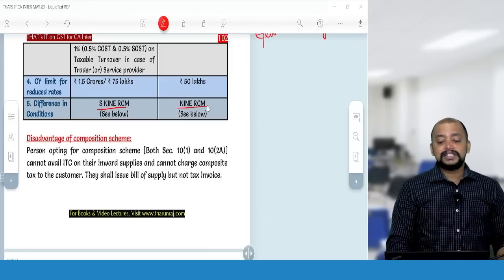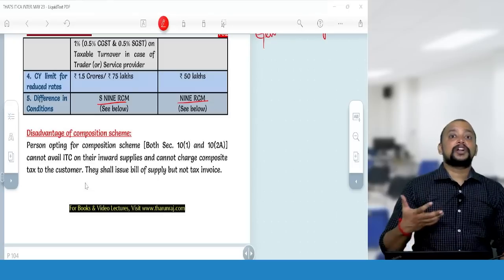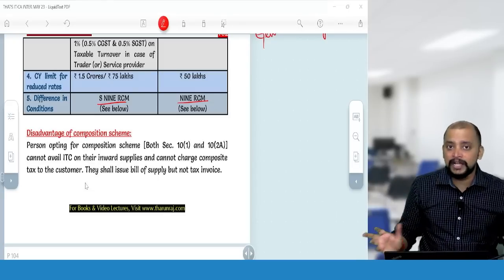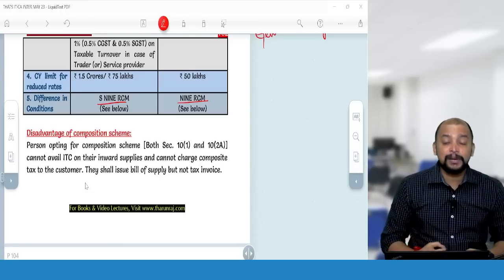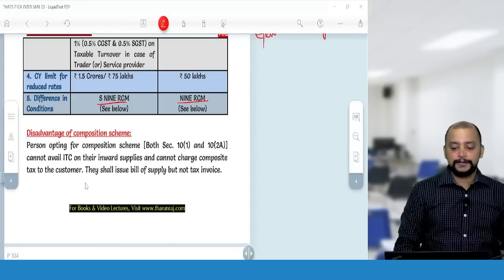What is the disadvantage of composition scheme? The disadvantage of composition scheme is that they cannot avail ITC on their inward supply. This disadvantage is common for both 10.1 and 10.2A. That is, whenever I am opting for composition scheme, I cannot take ITC on my inward supply. And the second disadvantage is that I cannot collect the GST from my recipient.